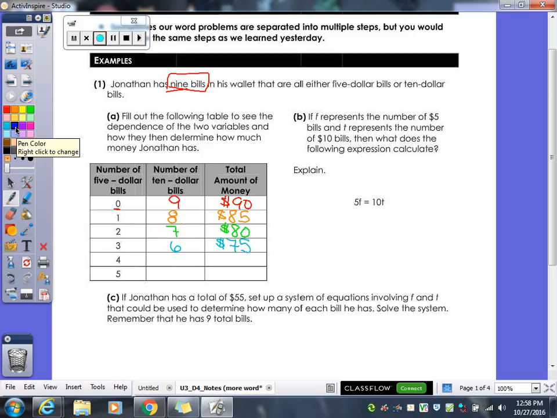If he has 4 5s, he would have 5 10s, so how much money? 70. There is a pattern. If he has 5 5s, he has 4 10s, and how much money? 65. So really, if I were him, I'd rather have 9 10s in my wallet because I'm going to get a lot more money than any of my other combinations there.